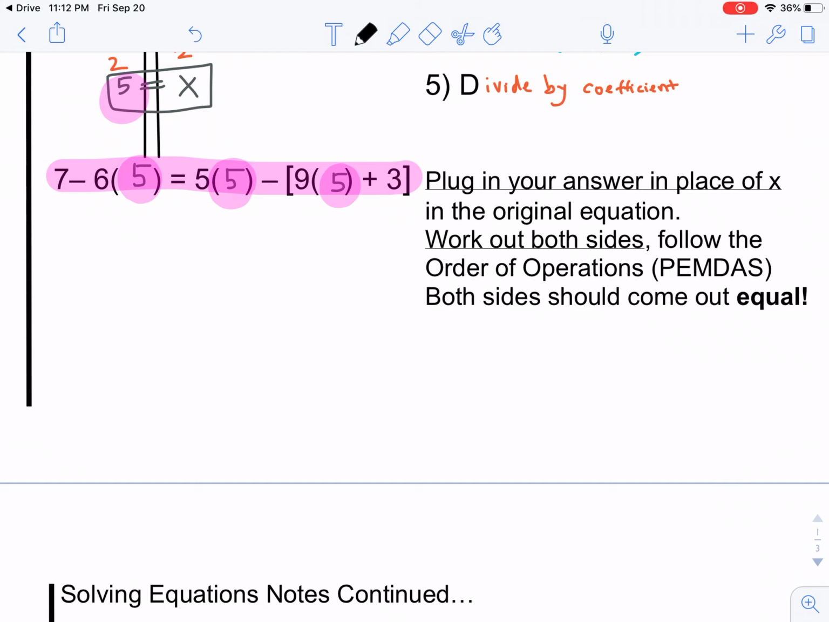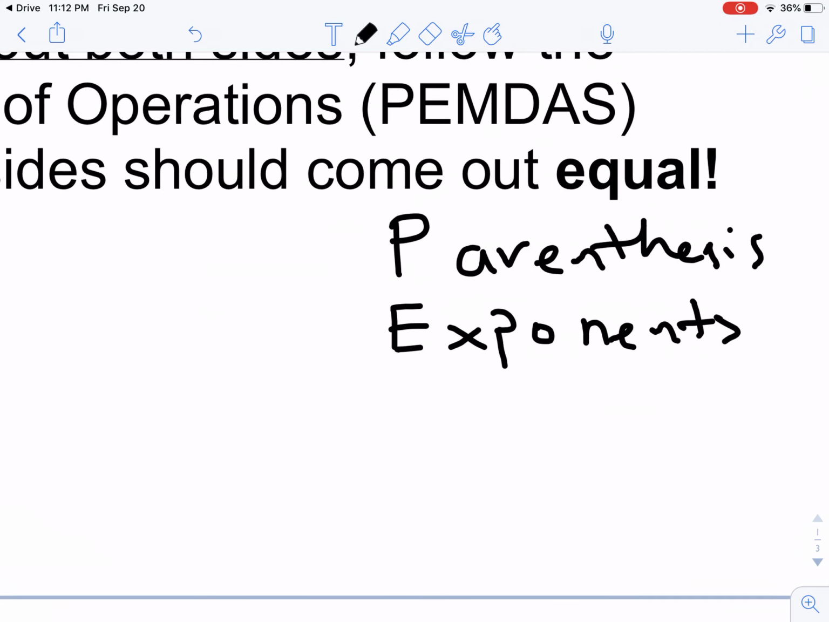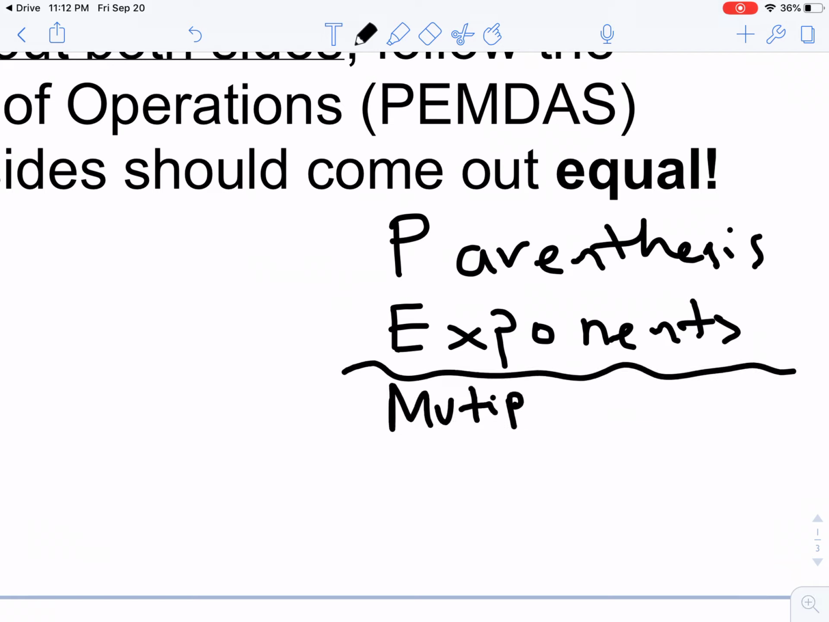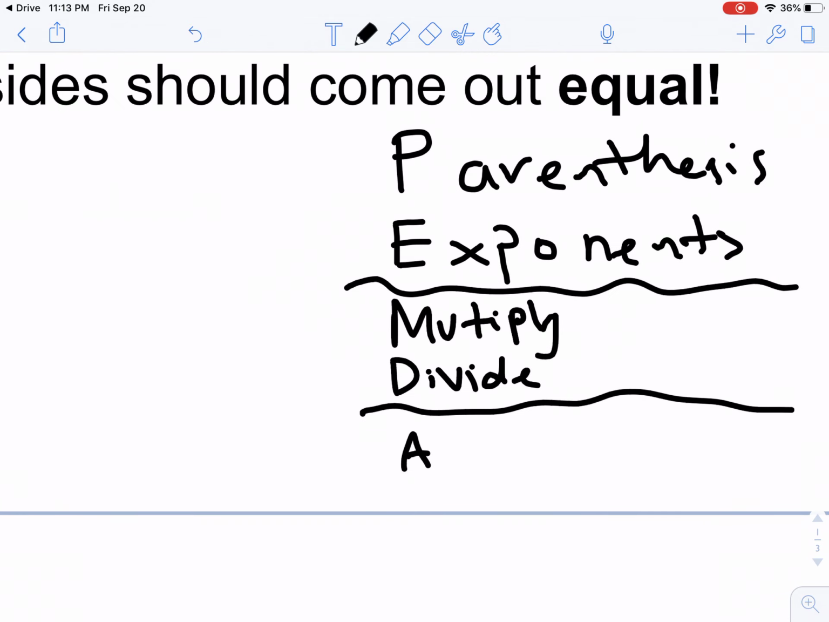So PEMDAS is parentheses, exponents, multiplication, division, then addition and subtraction.